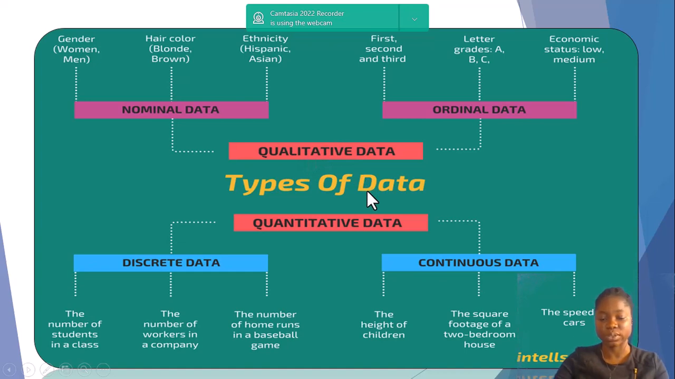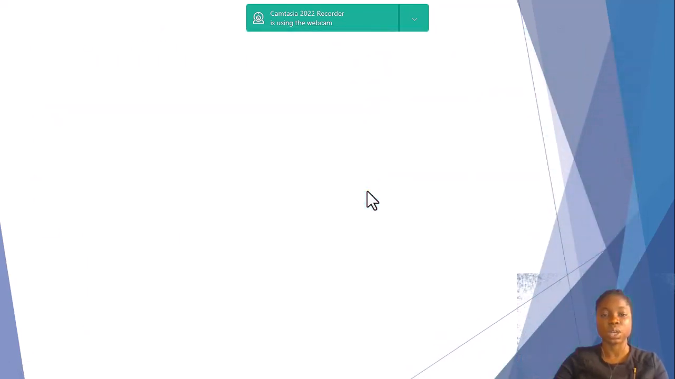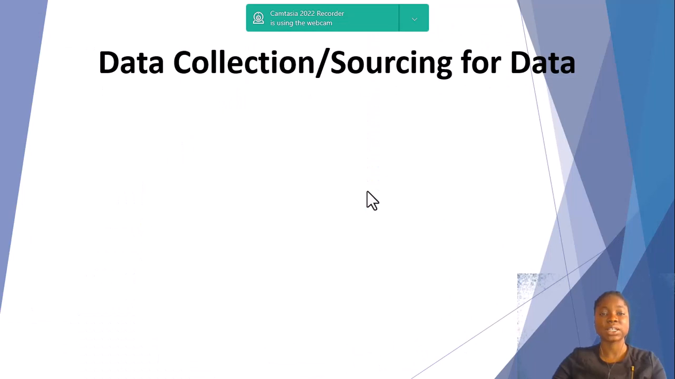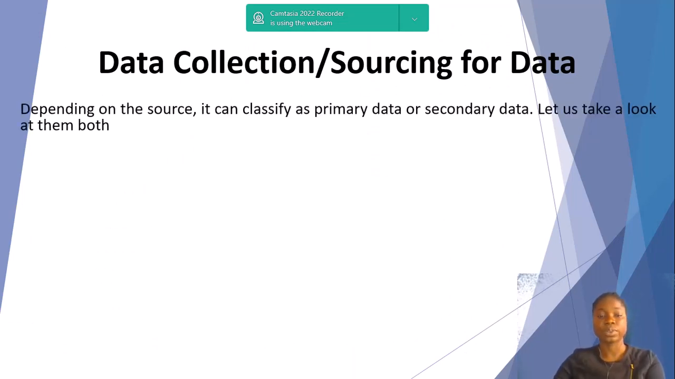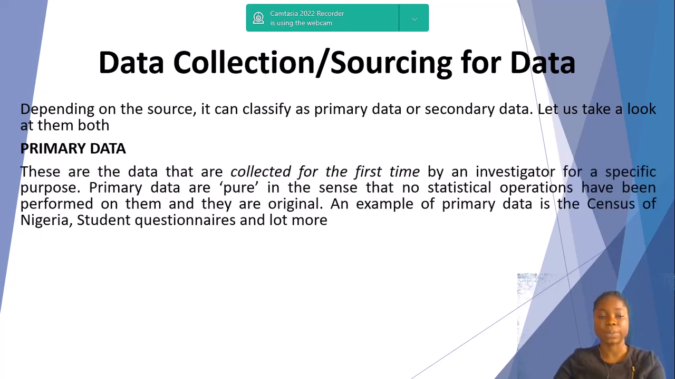I hope you understand. So let's just go to our next slide, which is data collection, that is sourcing for data. How do we source for data? How do we get our data? What are the processes of getting our data? The first source for data is primary data. I want to tell you the primary data are collected for the first time. They are pure. They are collected for the first time by an investigator for a specific purpose.